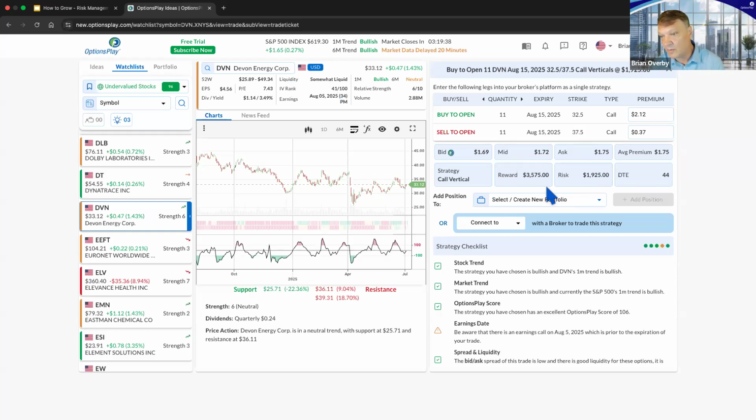Max reward, we're risking... I don't like the risk reward as much on this trade. 1,925, but that could have something to do with the dividend too, because it pays such a large dividend. Does it say here? No, it doesn't look like the dividend has been announced, when it's going to be paid.